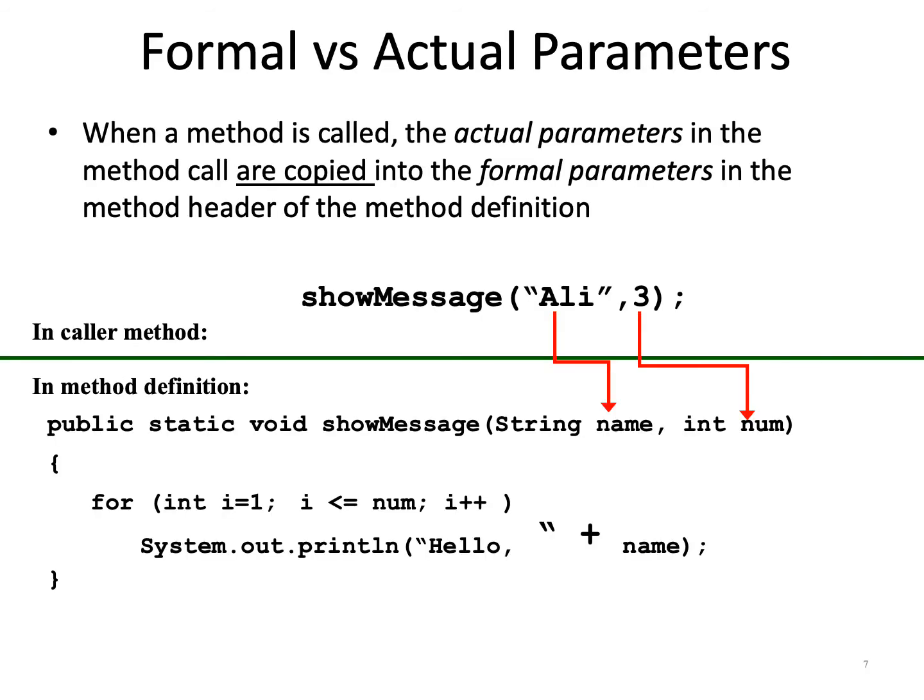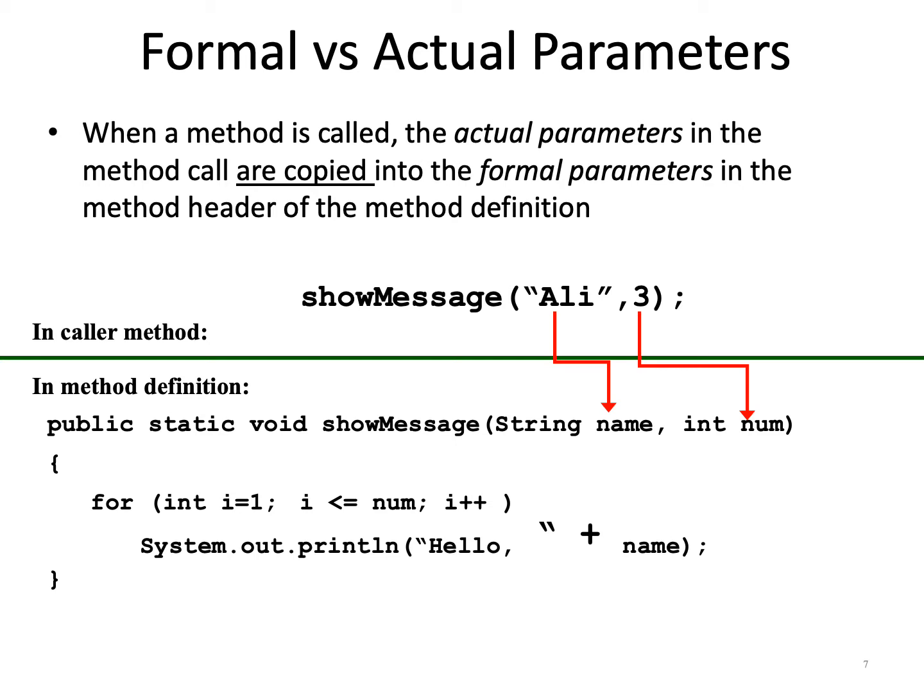Formal versus actual parameters. When a method is called, the actual parameters in the method call are copied into the formal parameters in the method header of the method definition. For example, as shown here, the method definition is public static void showMessage(String name, int num). The parameters are String name and int num.